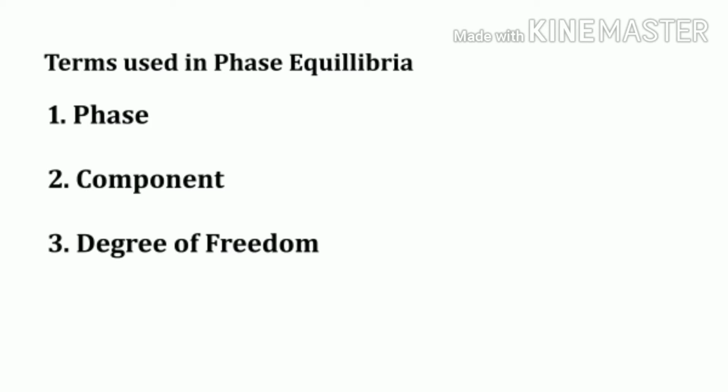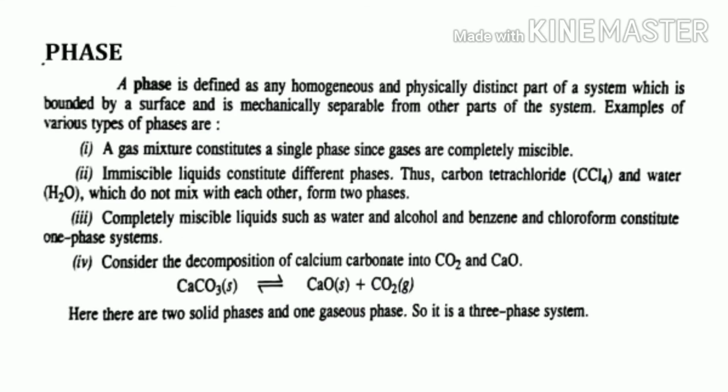So in this unit we will study the phase rule and its various applications in daily life. Before starting the unit, let us see some terms which are frequently used in phase equilibria. The first one is phase, the second one is component, and the third one is degree of freedom or variance. We will discuss all these three terms in detail one by one. So let us start with the first one, phase.